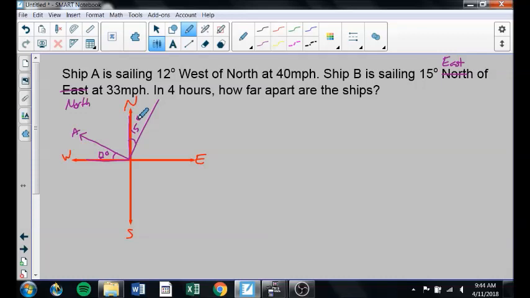The question then becomes, how far apart are the two ships? Well, for one thing, we aren't totally sure how far they've gone yet. Like if ship A is going 40 miles per hour and they're sailing for 4 hours total, then ship A has gone 160 miles. Ship B is going at 33 miles an hour for 4 hours total, so that's 132 miles. But because they're not sailing directly away from each other or directly towards each other, we can't just add or subtract to get the distance they are from each other.